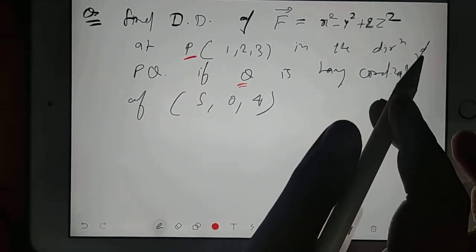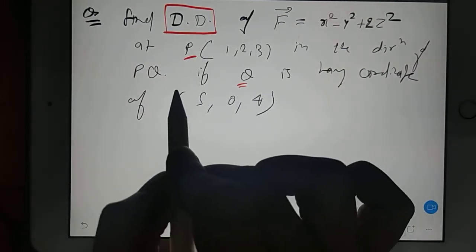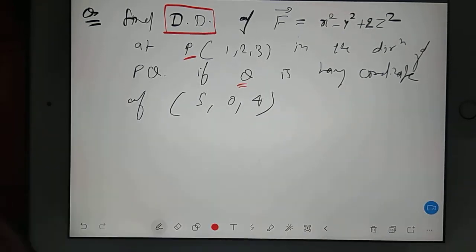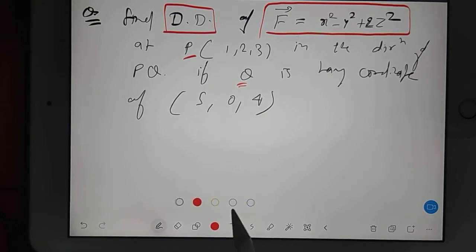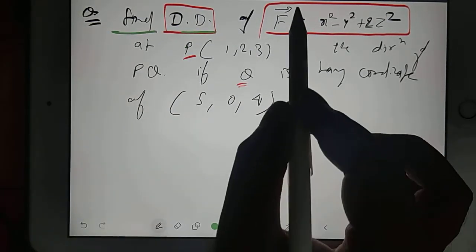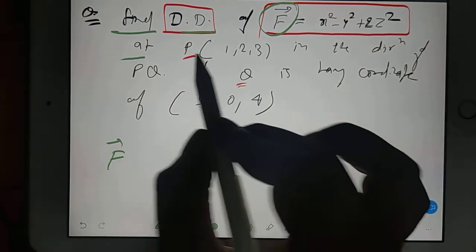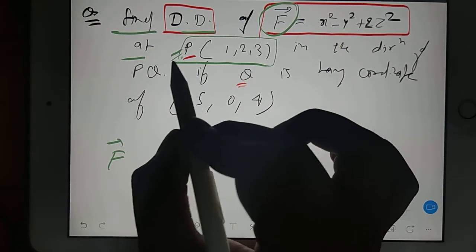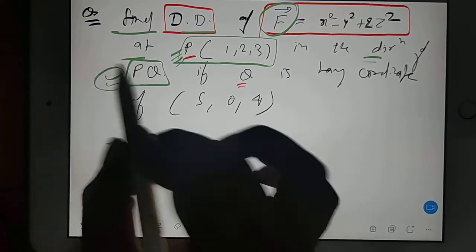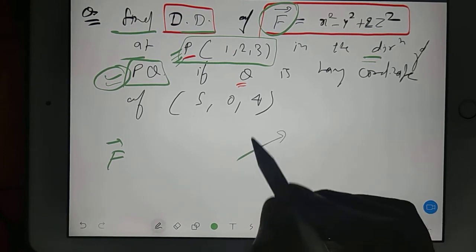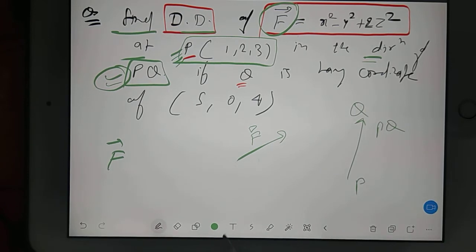Get the logic here. If you want to discuss directional derivative, you should have two vectors. But we are given only one vector, that is this vector. Read the question, feel the question. Find the directional derivative of this. So f is given at point P, in the direction of PQ. Here PQ is another vector. F is a vector and PQ is another vector. P is here and Q is here.